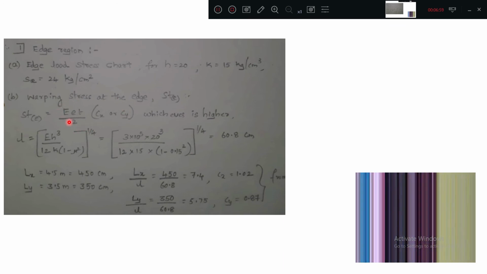Substitute in this formula. This is the warping stress at edge. Then the frictional stress formula value: W L F over 2 into 10 to the power 4 only, not minus 4. W Lx F, the highest one we are taking. W, weight of the concrete, self-weight of the concrete, is 2400 kg per meter cube. L, length 4.5, and F is 1.5, in kg per centimeter square.